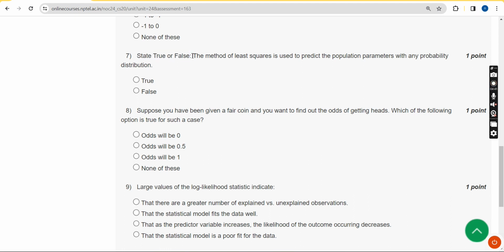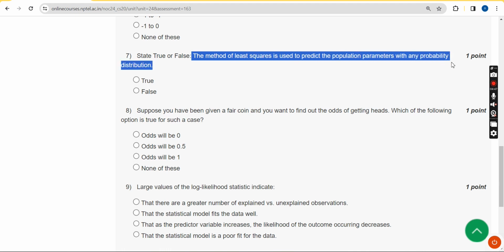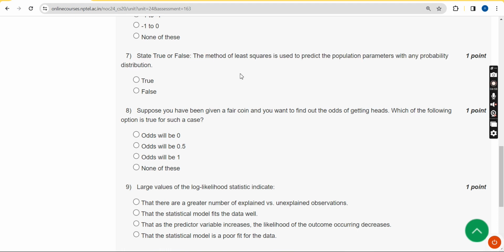State true or false. The statement given is: the method of least squares is used to predict the population parameters with any probability distribution. So for the seventh question, it is option 2, guys, false. And moving on to the 8th question now.